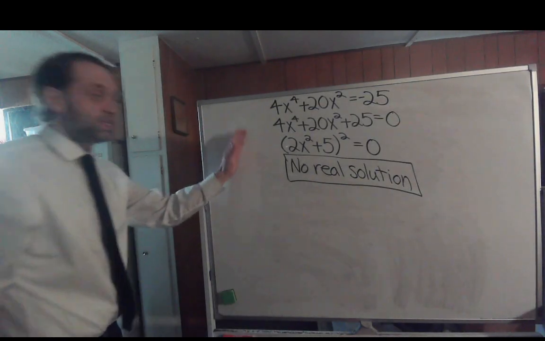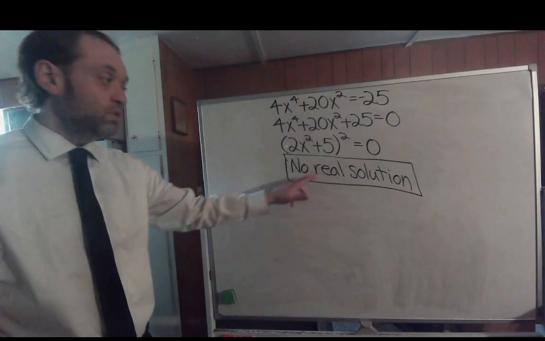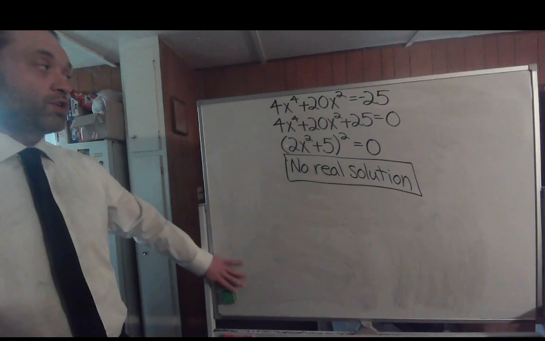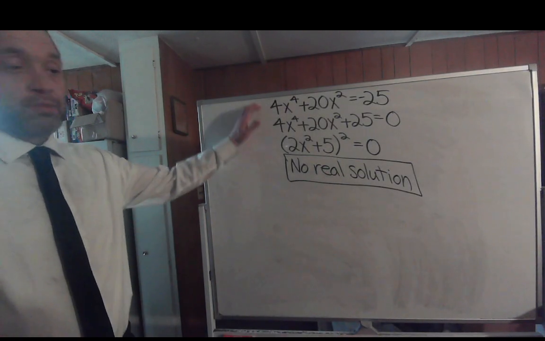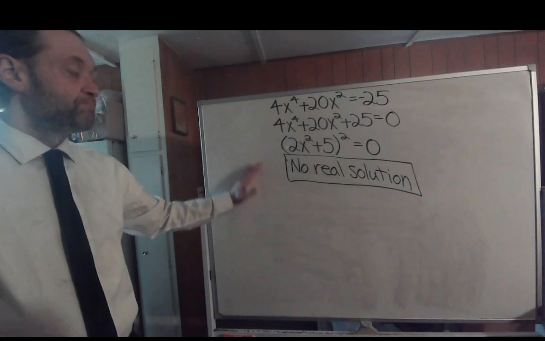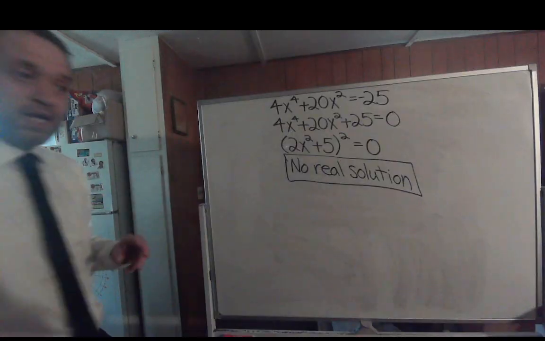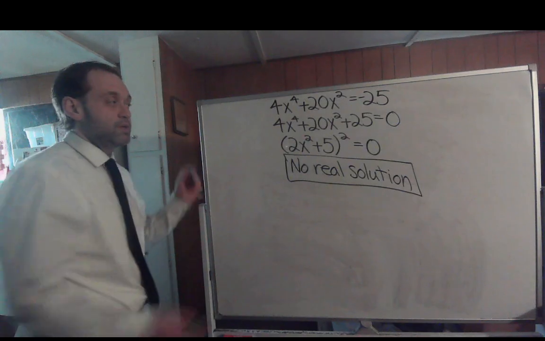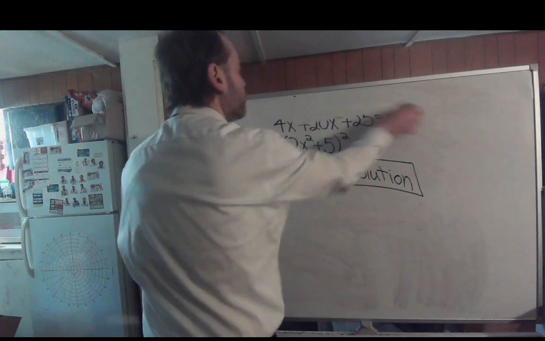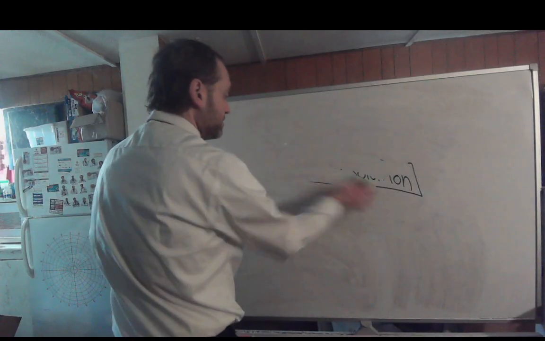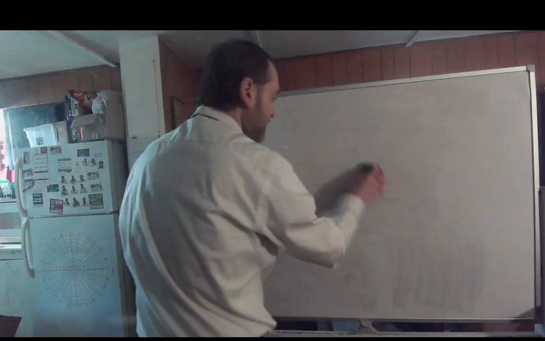And it's important to say, don't ever say no solution, say no real solution whenever you're solving polynomial and quadratic equations, because you have to leave open the possibility of imaginary solutions in the complex system. That's why you say no real solution as opposed to just no solution. Because to say there's no solution entirely is untrue.